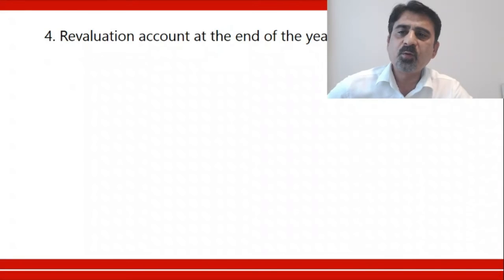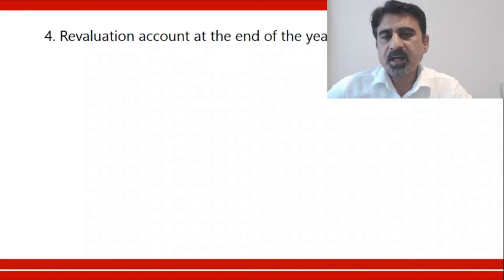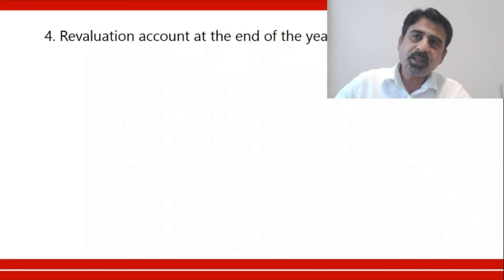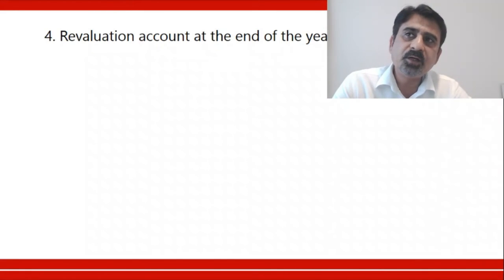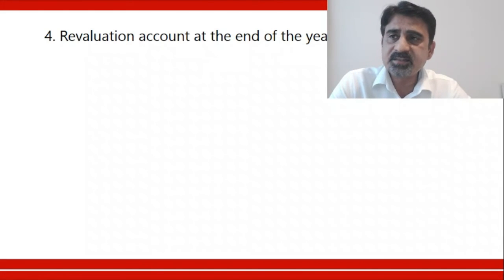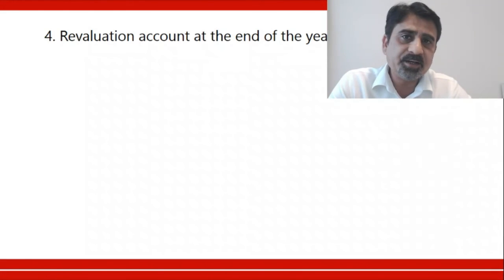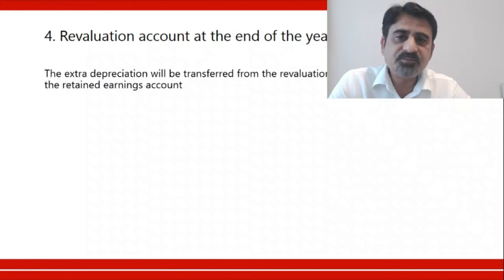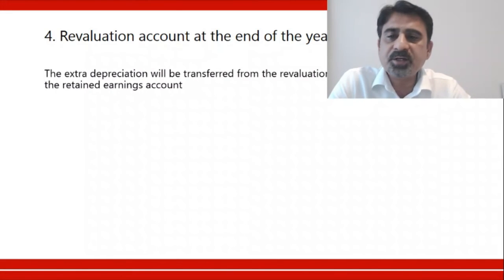And number 4 was the revaluation account at the end of the year. So what happens at the beginning of the 7th year: we credit 50,000 to the revaluation surplus account. As a result, the double entry is: debit accumulated depreciation, debit non-current asset, and credit revaluation surplus. This extra depreciation will be transferred from the revaluation account to the retained earnings account.